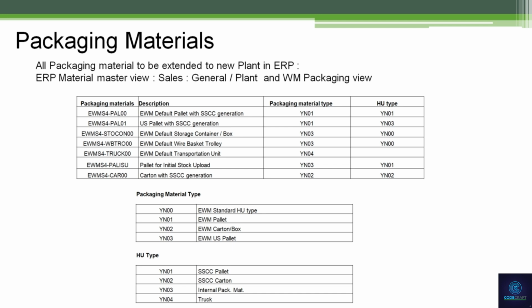There are two important fields for packaging material: the packaging material type and the handling unit type. So we are going to extend this packaging material to our new plant and warehouse and make sure the correct data is maintained for these two fields.